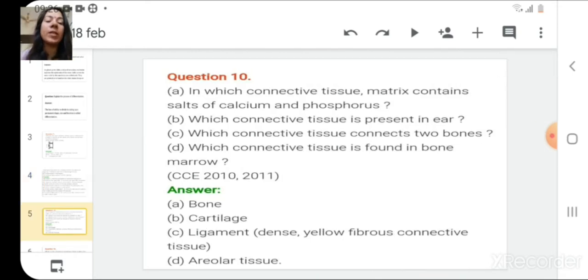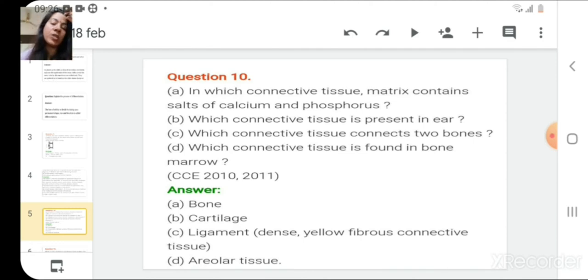Now the next question is, in which connective tissue does the matrix contain salts of calcium and phosphorus? And the second question is, which connective tissue is present in the ear? Which connective tissue connects two bones? Which connective tissue is found in bone marrow? Very interesting questions are there.